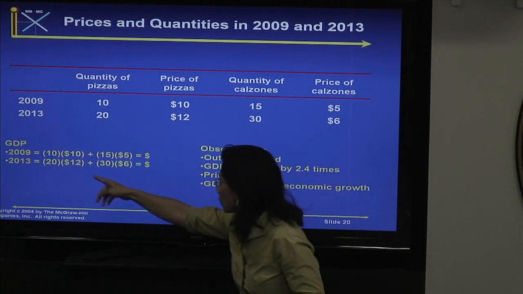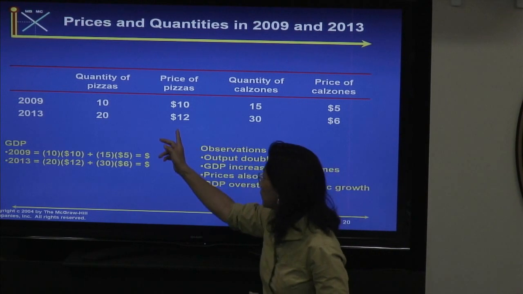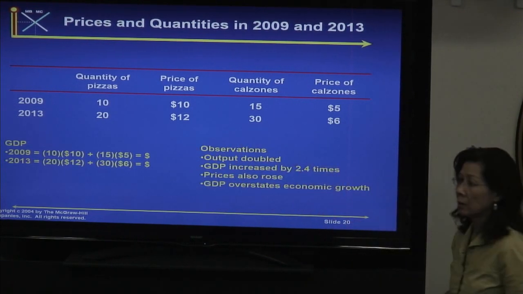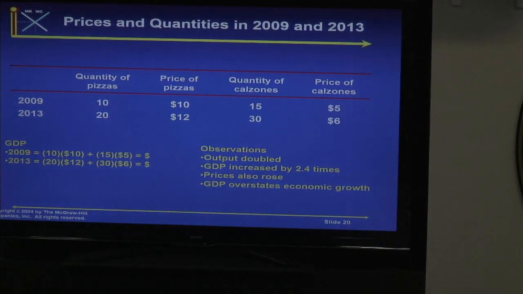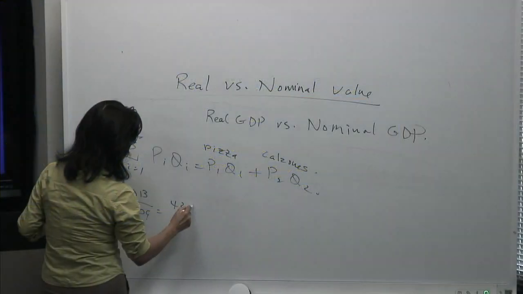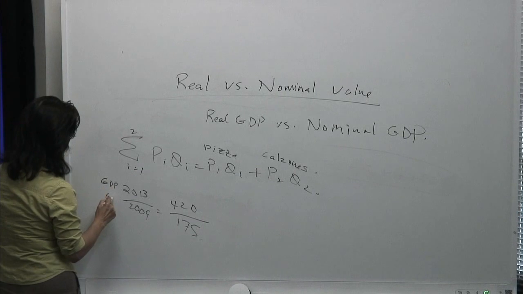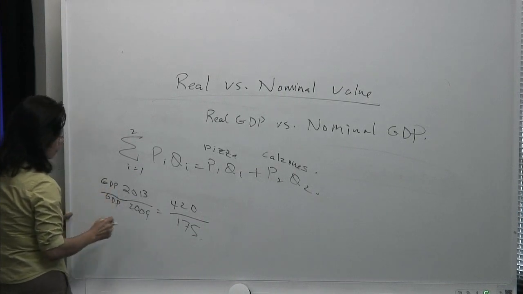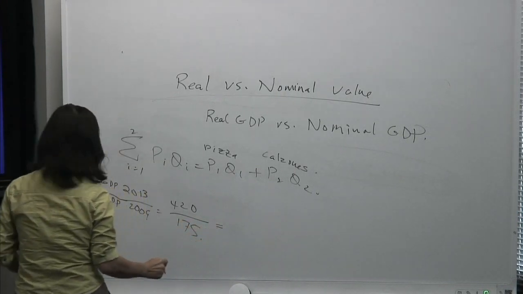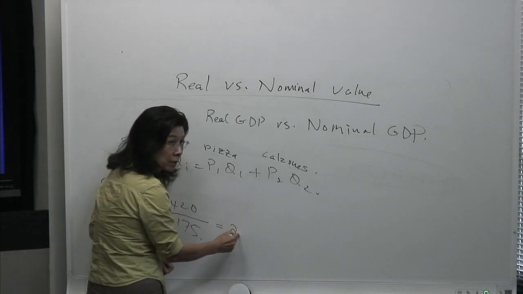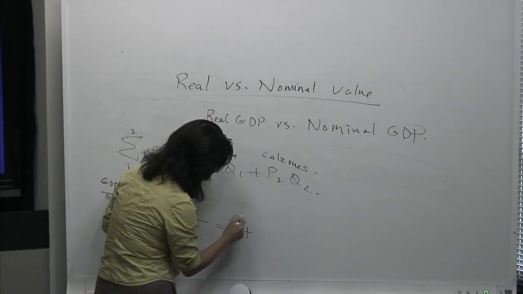So let's do that 2013 calculation: 20 times 12 plus 30 times 6. 420. Okay, very good. So let's take 420 divided by the 2009 number, which was 175, right? Tell me what you got. 2.4. Is that Nick? Okay, 2.4.